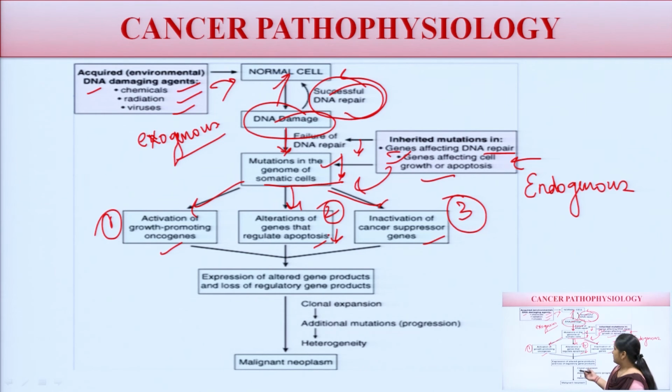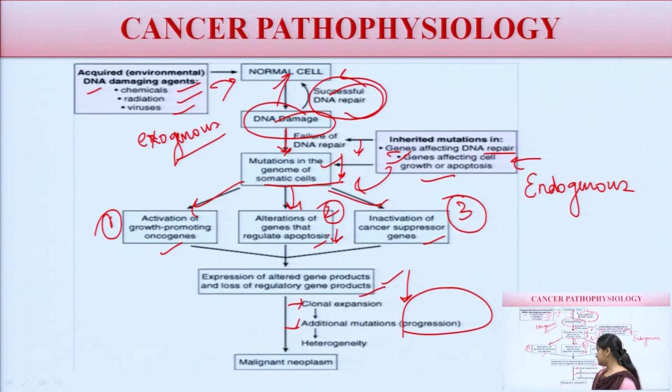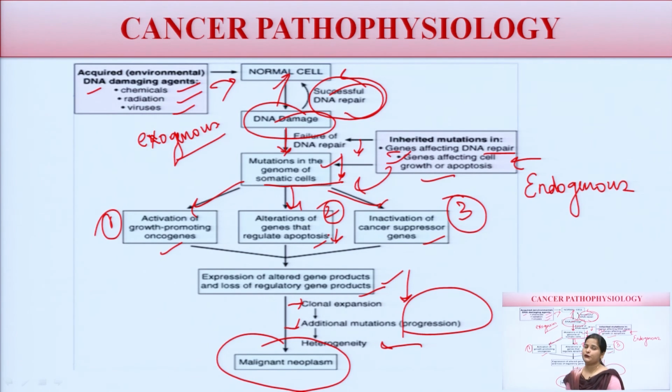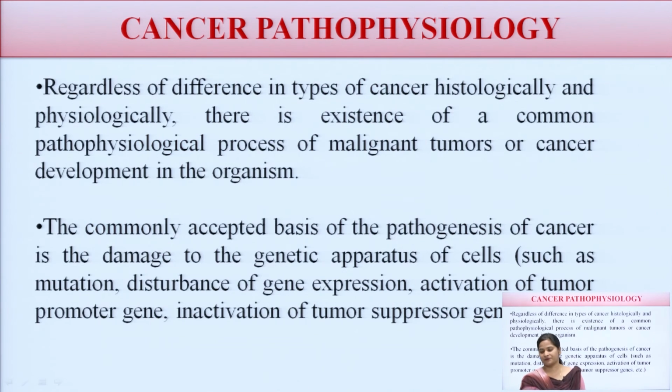Then, the expression of altered gene products and the loss of regulatory gene products cause a series of events like clonal expansion, addition of mutations, additional mutations as progression of the cancer cells, and heterogeneity, which cause the malignant neoplasia. So, this is the cancer pathophysiology, which is a series of events.